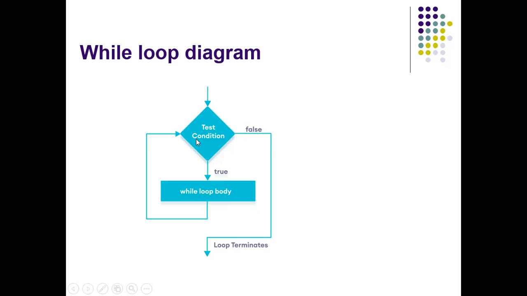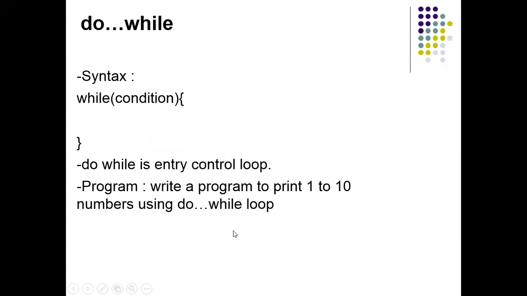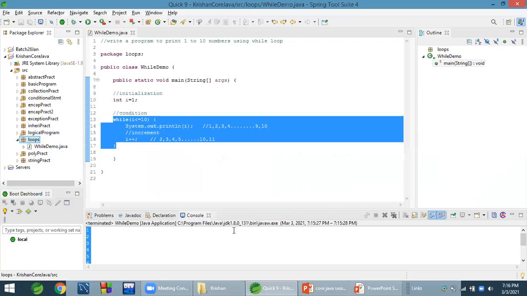If the condition is true, then it will execute the while loop body available in curly braces, starting and closing, and then again it goes to test the condition. If it's true, then it continues till the condition is true. As soon as the condition becomes false, it will come out of the loop. So this is a diagram. Then we will see the do while loop.